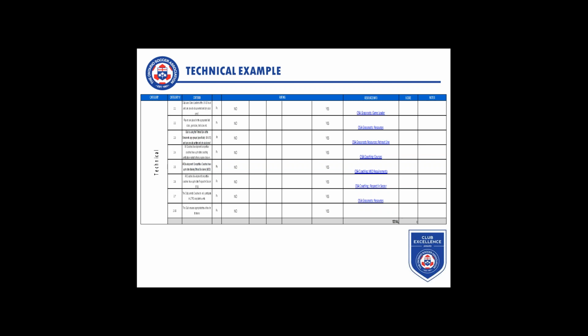I also will put in a little note there that in order to obtain bronze, all of these areas have to be yes. So you have to get 100% in the bronze criteria in order to achieve bronze and then possibly move over to the silver and gold sections.